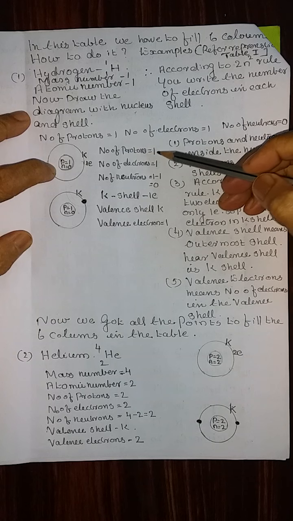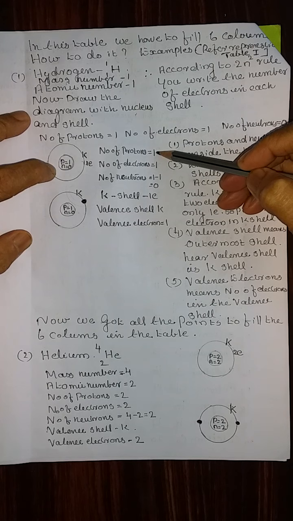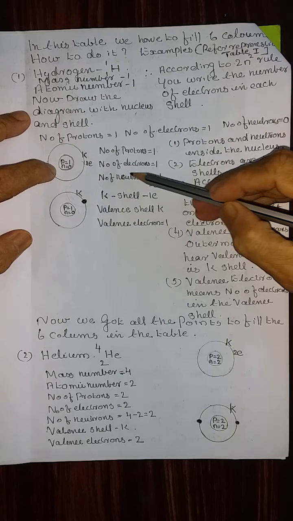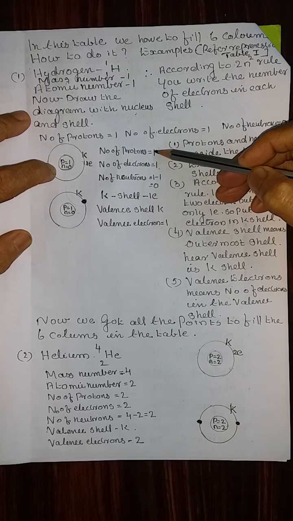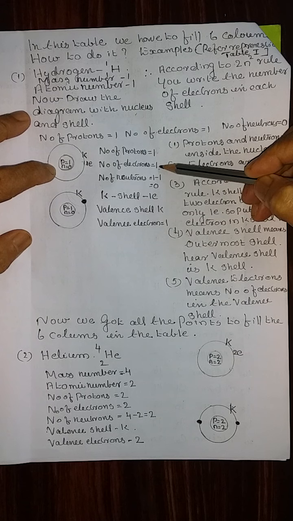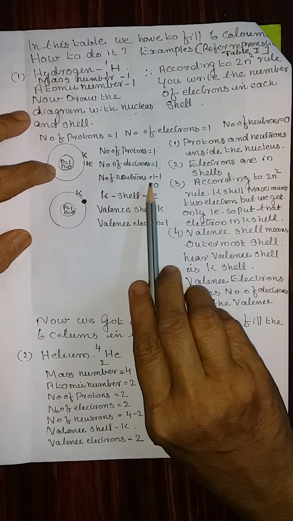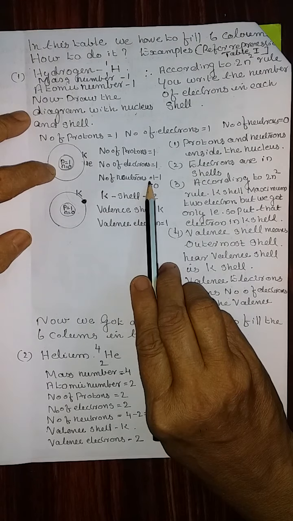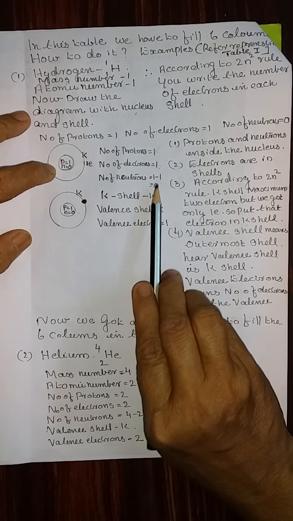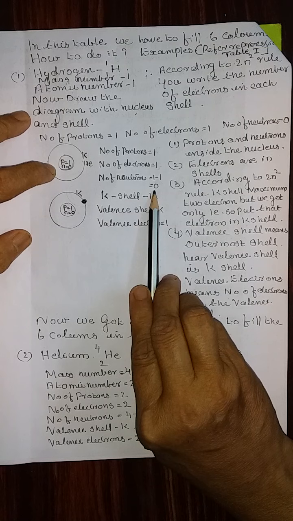Hydrogen has atomic number 1, therefore the number of protons is 1. The number of electrons is also equal to 1, because the proton number is the same as the number of electrons. The number of neutrons is equal to 1 minus 1, that is mass number minus atomic number, which is equal to 0.